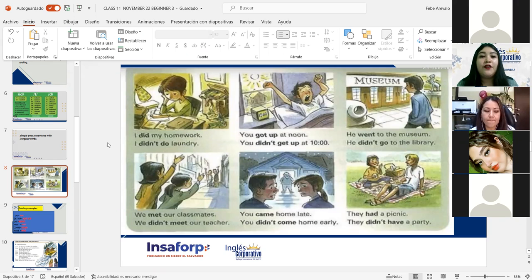Let's go with Genevieve. Genevieve, you are affirmative. And Karen Heyman, you are negative. Action. I did my homework. I didn't do laundry. You got up at noon. You didn't get up at 10. He went. Puede decir 10, aunque ahí no aparece, pero por el sol que está atrás, podemos decir 10 a.m. Okay. He went to the museum. He didn't go to the library.